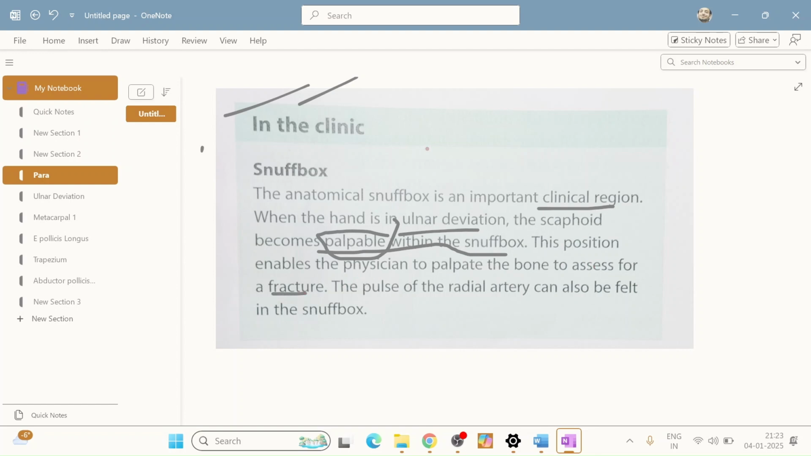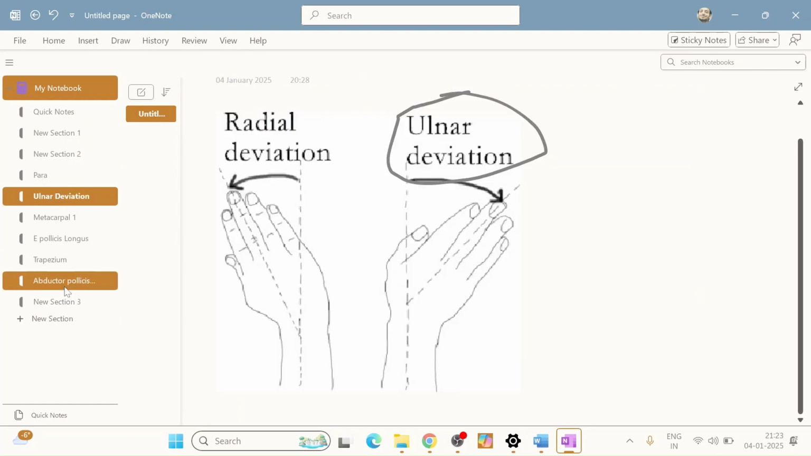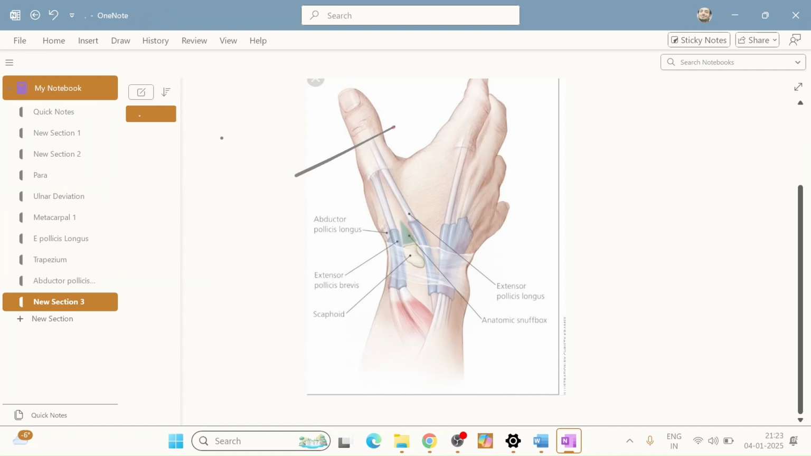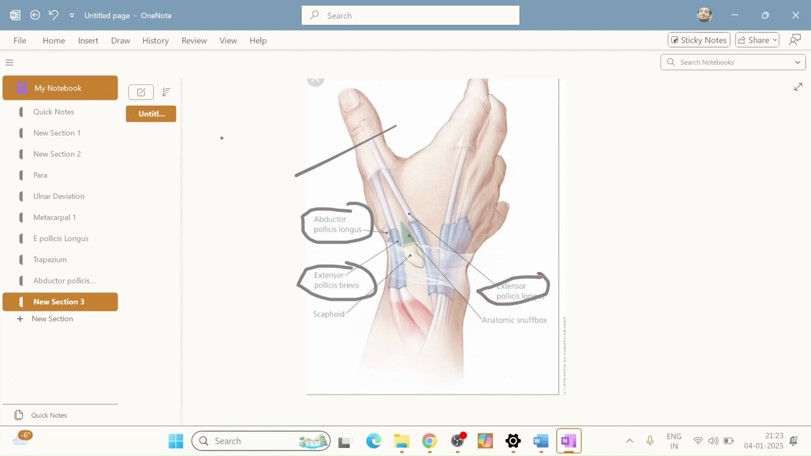So this is the clinical importance of the anatomical snuff box. And plus, the pulse of the radial artery can also be felt in the snuff box. Now here is a more elaborated diagram of the anatomical snuff box. It shows the abductor pollicis longus, the extensor pollicis brevis, and the extensor pollicis longus. These are the three tendons which need to be remembered. Thank you.